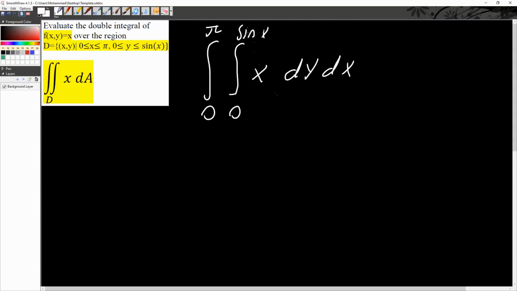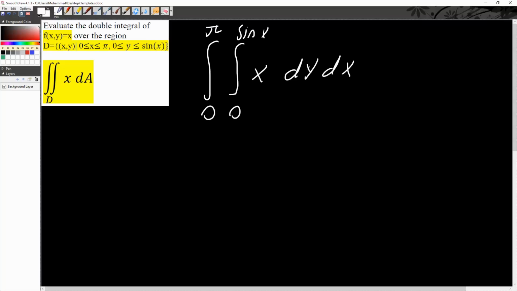So let's get started. The first thing we're going to do is write out our double integral. We will write x and y. So we're changing dA. So we can say 0 to pi and 0 to sine x, in terms of dy dx. Y is on the inside and dx is on the outside.